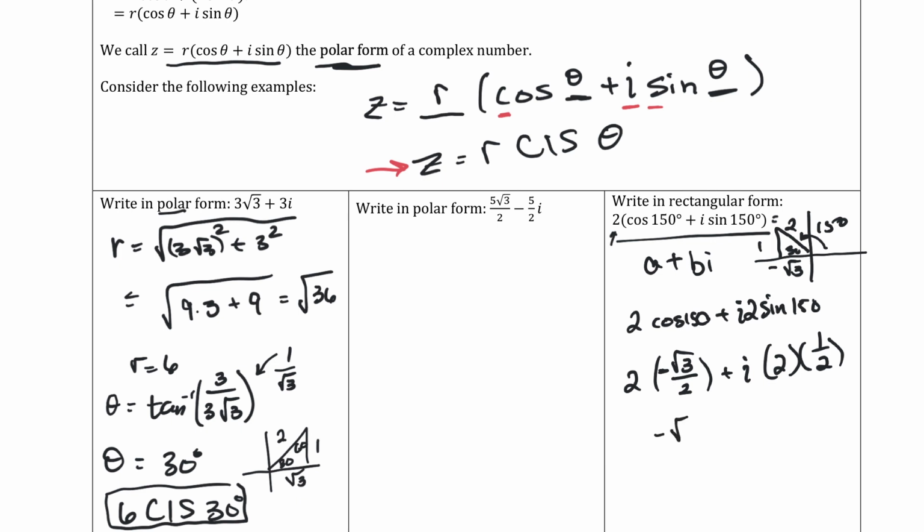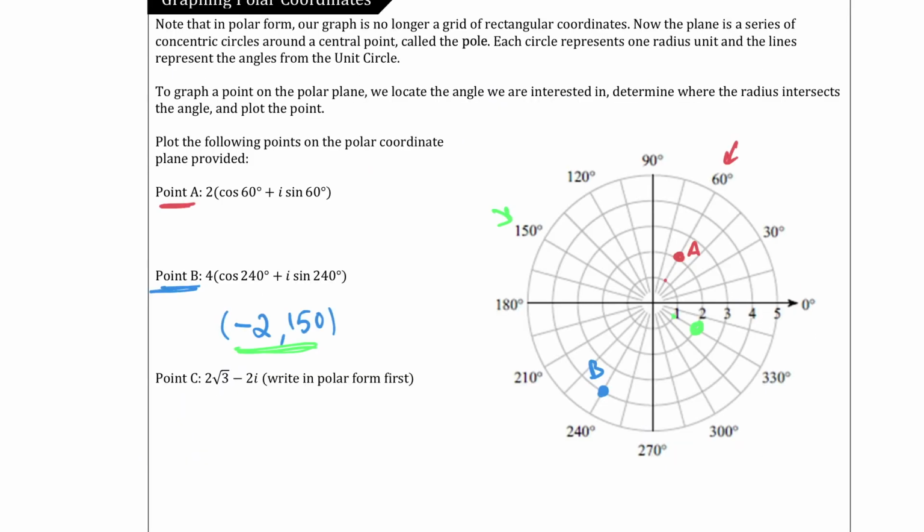This becomes negative root 3, because the 2's just cancel, plus the 2 times 1/2 is just 1, so it's just negative root 3 plus i is how we would end up. The very last part of this is quite simple.